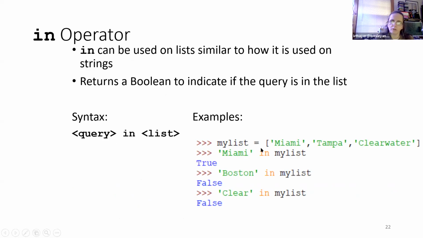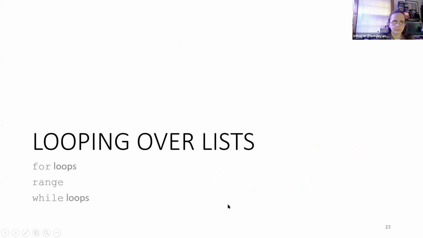Notice that if we had left the quotes off, that would be an undefined variable, and so that would have caused a problem. Let's ask, is Boston in my list? No, it's not, false. And we can ask, is Clear in my list? So you might say, oh, look, it's right there, I see it. But it is only going to tell us if the whole thing is an exact match for an item in the list, not if it's inside the item in the list. So even though Clear does appear here, it will be false.